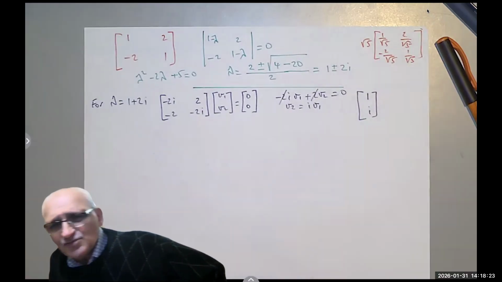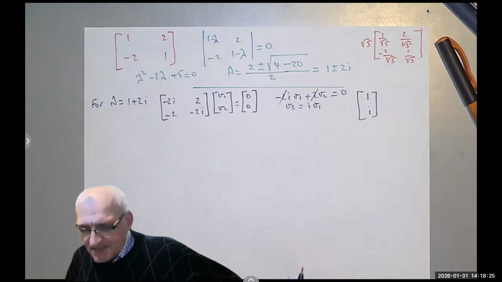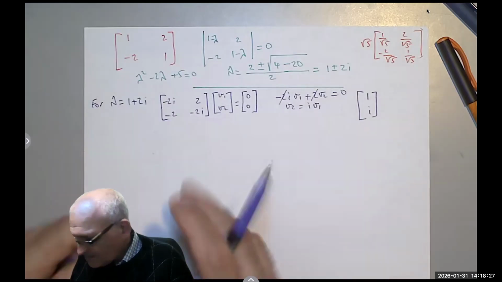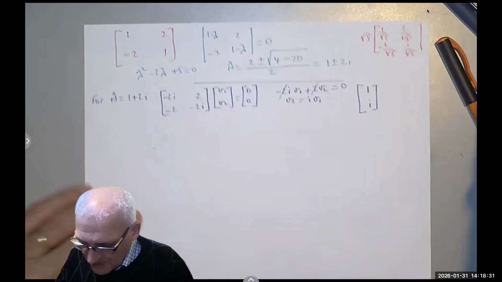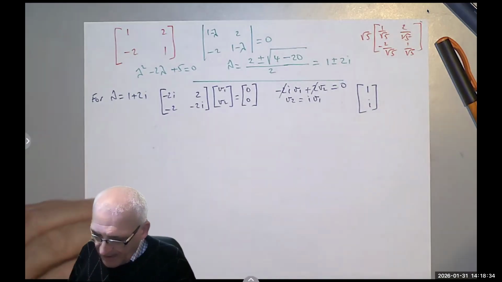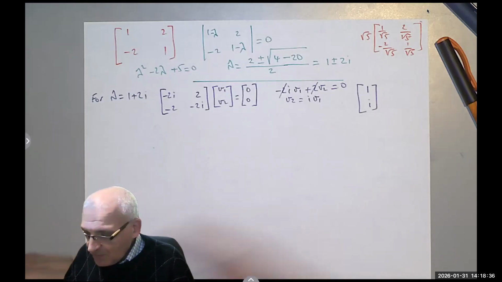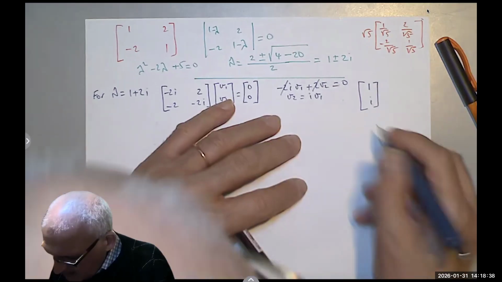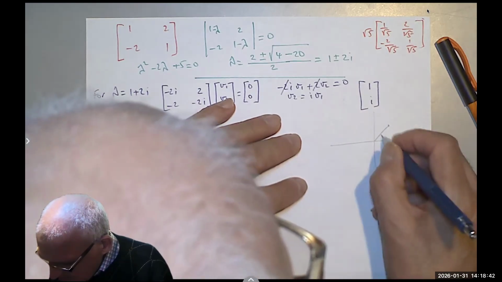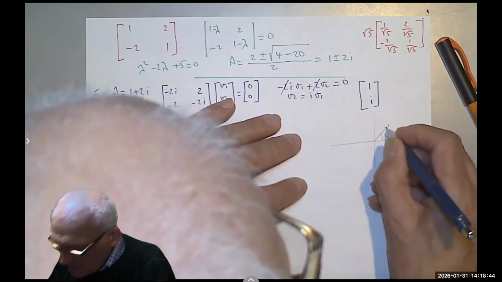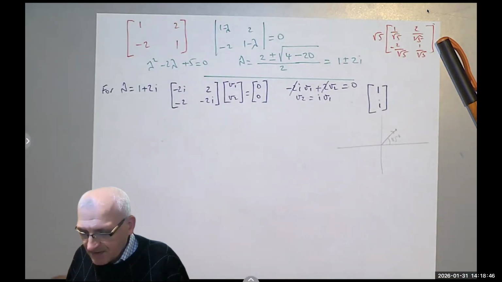Wow, similar to what we had before. It's because the difference is 1. Maybe I should have picked other numbers, but it doesn't matter. We are just showing work. Okay, so now 1, i again is a vector that makes 45 degrees with the horizontal in the first quadrant.